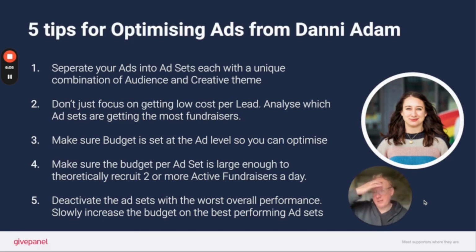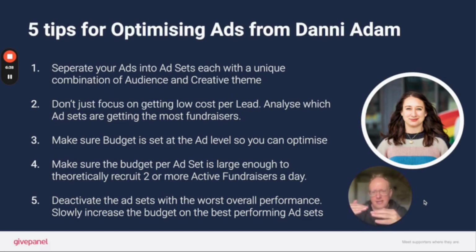So we've talked about creative and getting that right. Now this is actually about how you structure your ads. What she does is she separates her ads into ad sets, and she will put a unique combination of audience and creative into one ad set. So she won't just put the same creative in every ad set. She'll actually match them up. So she'll say, okay, if it's dog walking, we're going to have women over the age of 50 as an audience, and we're going to serve them these 3 creative, and she's going to match them up.